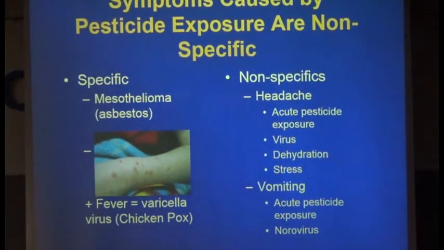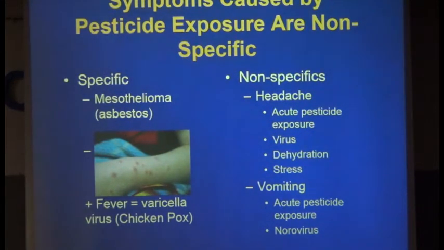So the symptoms of pesticide exposure are non-specific. I'm going to just explain the difference between a specific and a non-specific symptom. This is important for you to know if you are exposed to a pesticide. A specific symptom is one where the symptom can only be caused by one thing. So mesothelioma is a type of lung cancer, and the only way you can get that is if you've been exposed to asbestos. So if your doctor diagnoses you, the first thing they'll ask is, when were you exposed to asbestos? Same thing with, here's a picture: if you see a child whose arm looks like this and they have a fever, you can diagnose varicella virus as the thing that caused that illness.